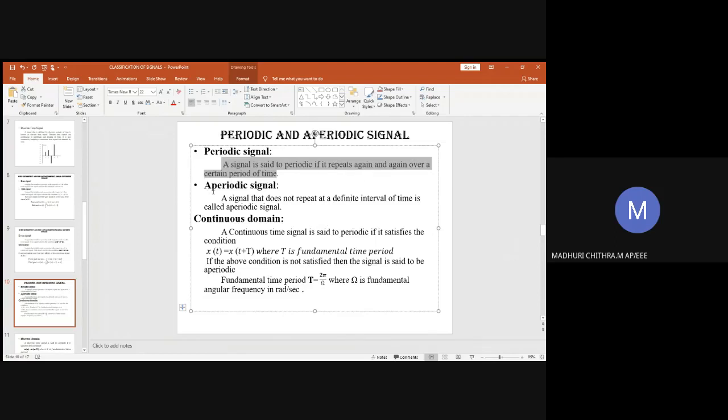Aperiodic signals: a signal that does not repeat at a definite interval of time is called an aperiodic signal. It does not repeat, so it is a non-repeating signal.